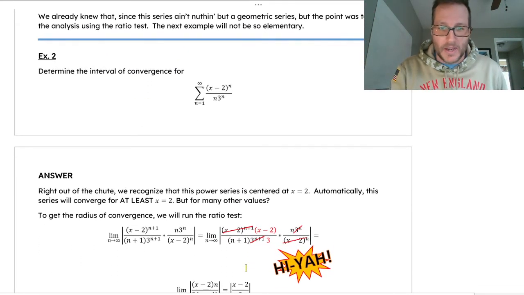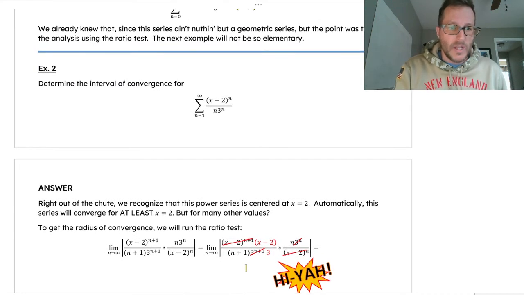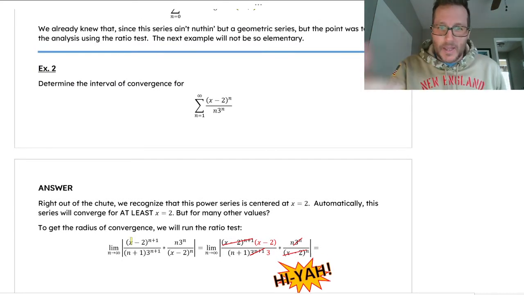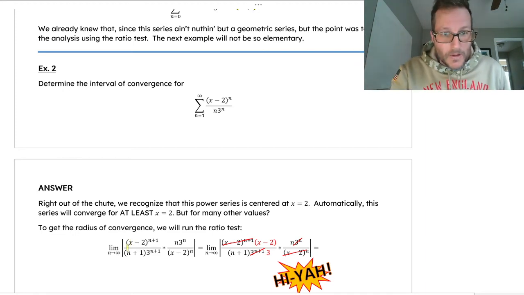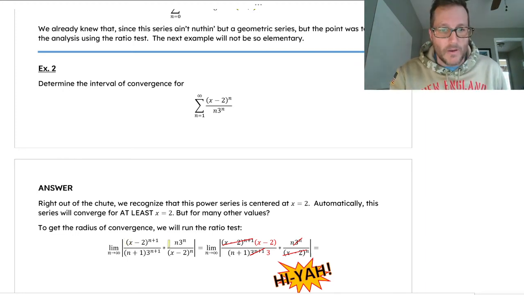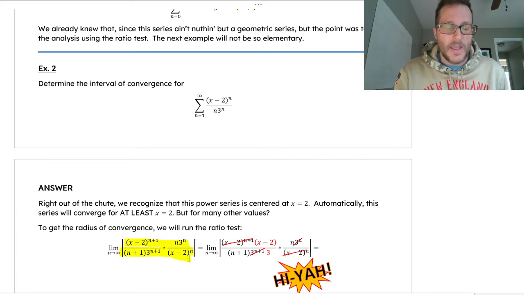And I've already got it done here, but let me walk you through. All right, so we've got the ratio test: the n plus 1th term multiplied by the reciprocal of the nth term. You see that right up in this little area that I'm highlighting. Check that out.